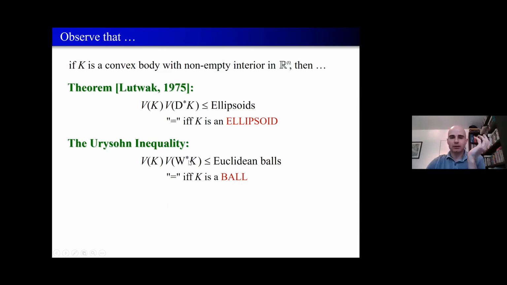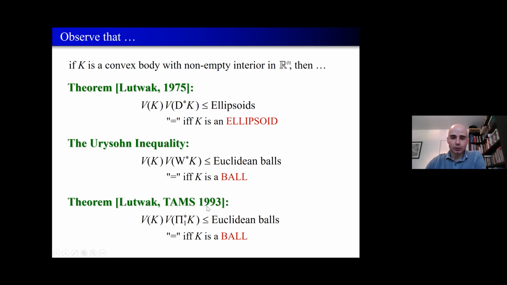If you think a little bit about the definition of the capital W, you will see immediately that Urysohn's inequality can be expressed as a similar inequality. So this is also a volume product of the map W polar of K. And this is exactly Urysohn's inequality if you plug in the definition of the capital W. And Ludwig proved in 1993 that also the pi1 polar, or the pi1, satisfies a similar inequality. So we have these volume product inequalities for polars of Minkowski endomorphisms. So these three Minkowski endomorphisms.